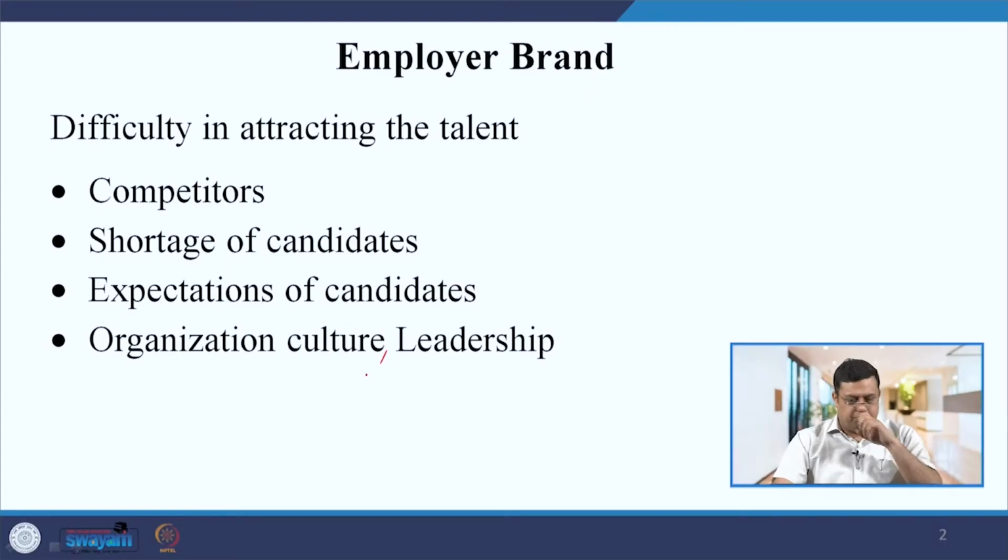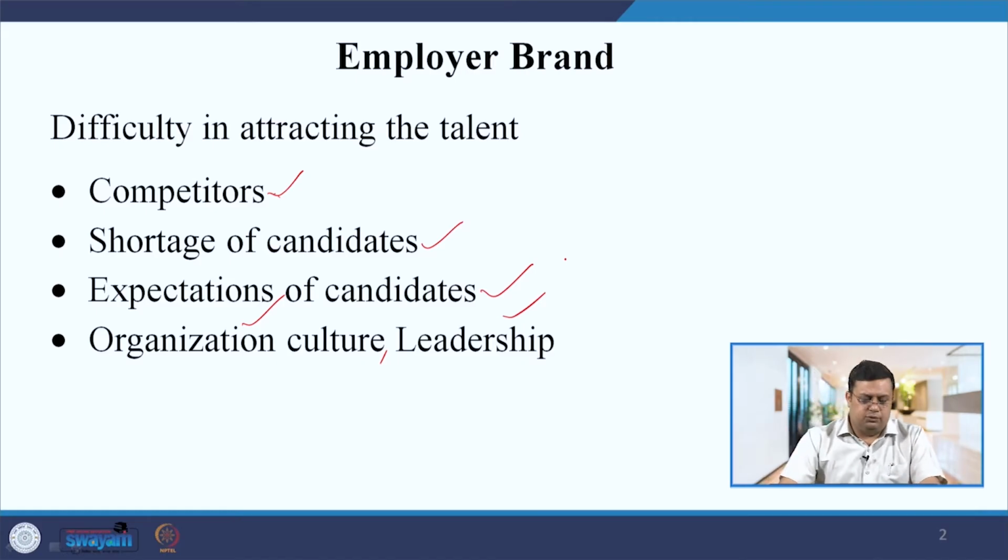So, first thing, employer brand. What is the strength of an organization to attract talent? That is what we will understand through the various metrics related to the employer brand. First we need to understand the main reason why our organization is not able to attract the right candidate. It may be because of the competitors, shortage of candidates, expectation of candidates, organization culture, and leadership of the organization. Any one of these could be the reason.